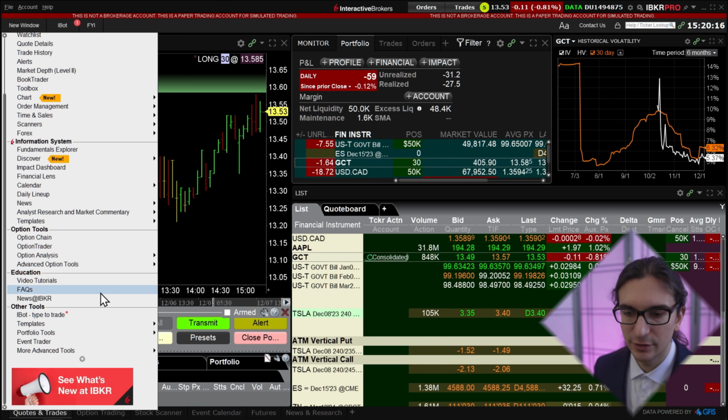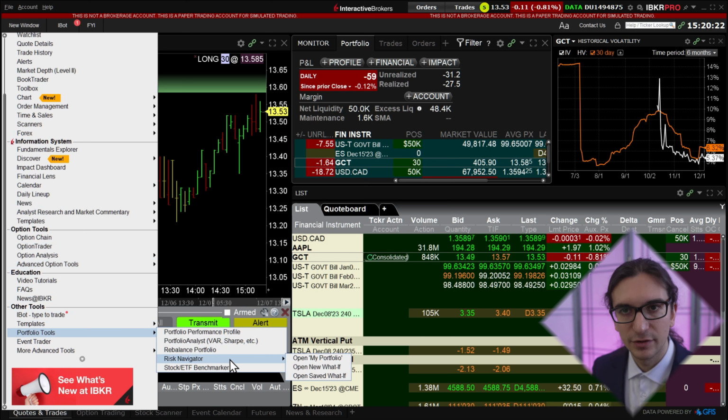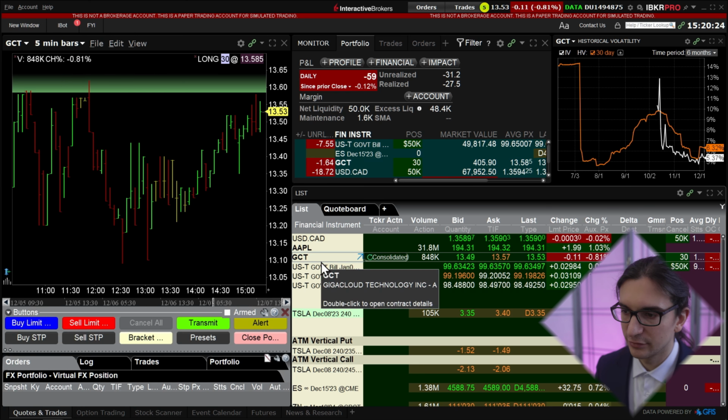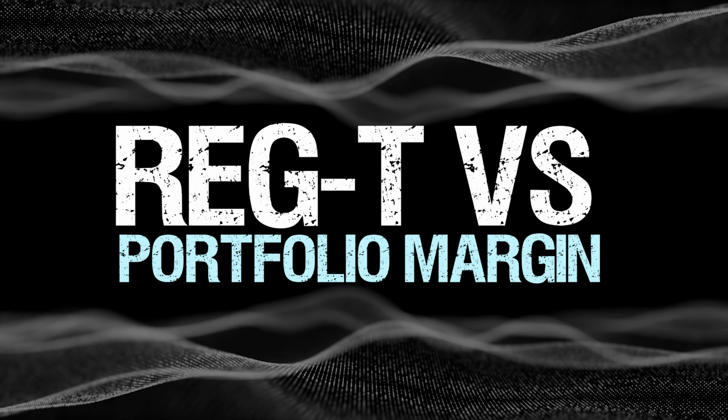If you select new window at the top left and then go to portfolio tools, if you go to their risk navigator, that's another tool you can use to see your margin requirements for individual positions. Okay, so with Interactive Brokers, they offer you two different types of margin accounts. One of them is Reg-T, which is the standard margin account. This is the default margin account that you have when you use a margin account.